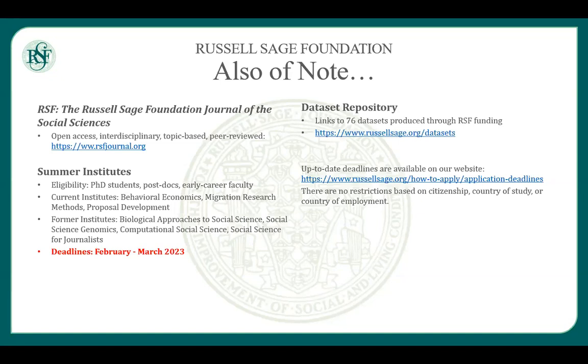And we occasionally have summer institutes that often have eligibility for grad student researchers, often farther along, similar to where you would be if you're applying for a dissertation grant. You might be interested in one of these. Their deadlines are usually in the early spring. I think the only one that we're really hosting this year, Eric, you can correct me if I'm wrong, is the Institute on Migration Research Methods.